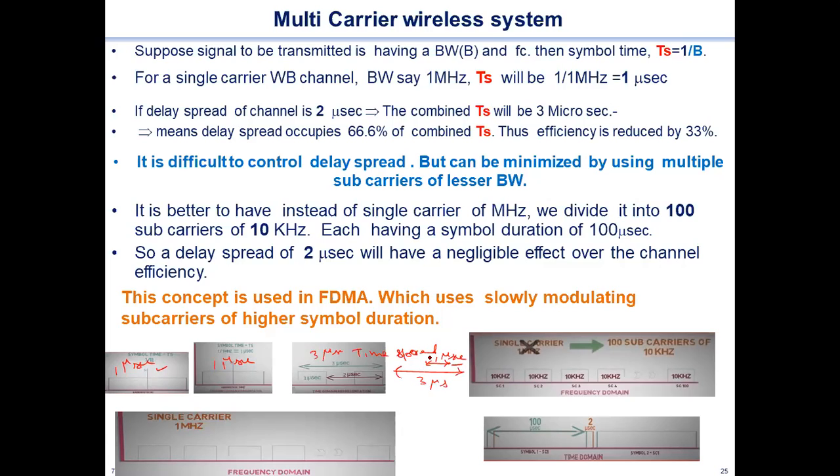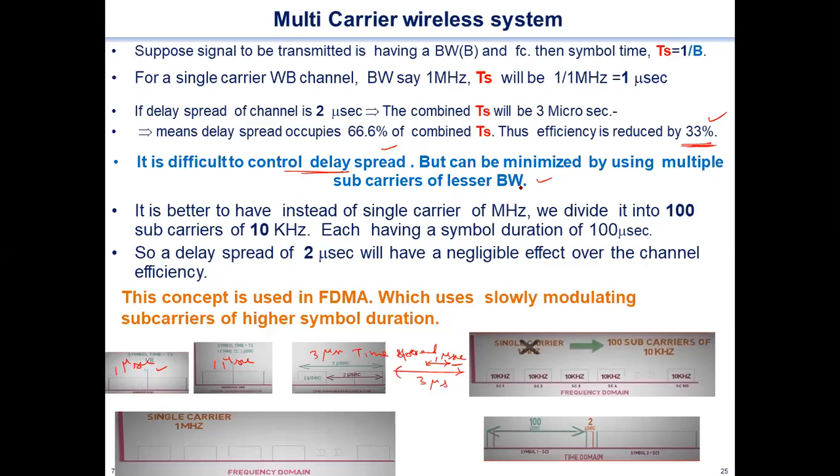So that means what is happening? The efficiency is reduced by 2/3 of it is reduced. Right? So the efficiency reduced by 33%. Okay, so it is difficult to control this delay spread, but it can be minimized using multiple subcarriers which are less than bandwidth. This is the technique that we use. We cannot avoid the delay spread because multiple objects will be there in the channel, but we can minimize its effect by using multiple subcarriers of lesser bandwidth.